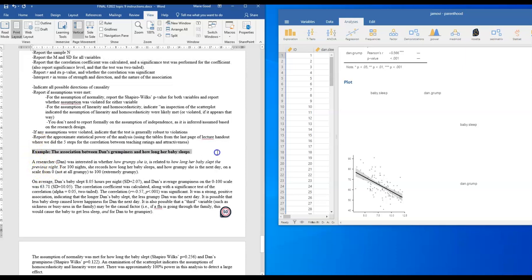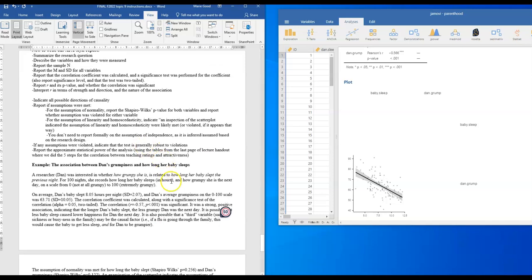So I just want to go through with you what these points look like in the example we're working with here, which is a research question looking at the association between how grumpy Dan is and how long her baby sleeps. So the research question is that a researcher, Dan, was interested in whether how grumpy she is related to how long her baby slept the previous night. So for 100 nights, she records how long her baby sleeps and how grumpy she is the next day on a scale from 0, which is not at all grumpy, to 100, which is extremely grumpy. And actually, I should probably put in there how long her baby sleeps in hours. That would be a more precise description of the variables and how they were measured.